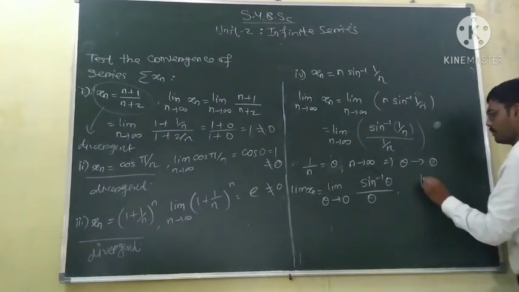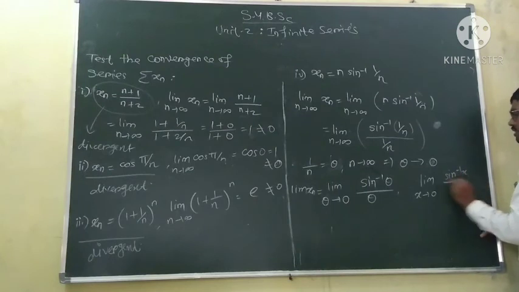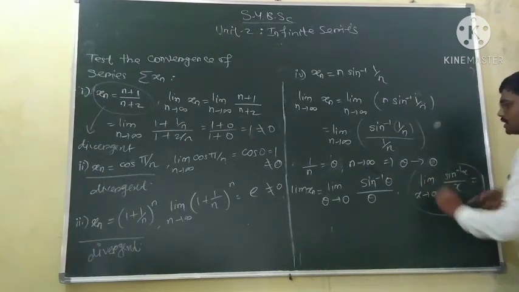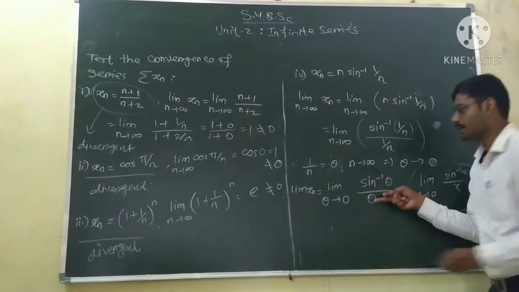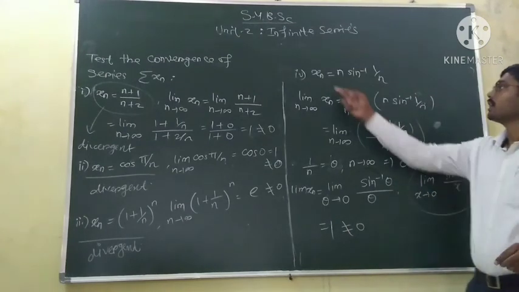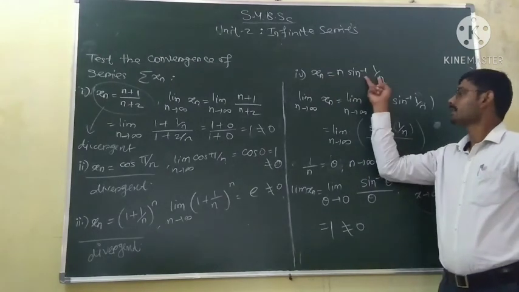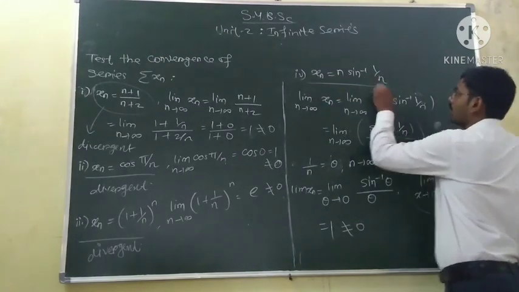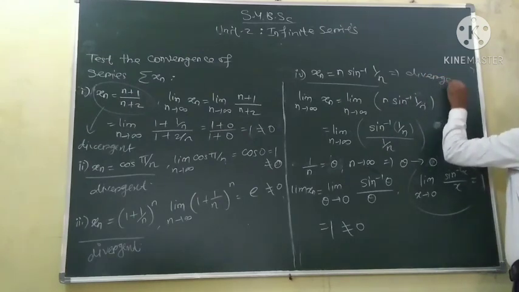And we know the limit as x tends to 0 of sin inverse x upon x is equal to 1. We know this standard formula. This implies the limit as theta tends to 0 of sin inverse theta upon theta is equal to 1, which is not equal to 0. So again, the limit of this n-th term is not 0. So the series whose n-th term is this is also divergent.